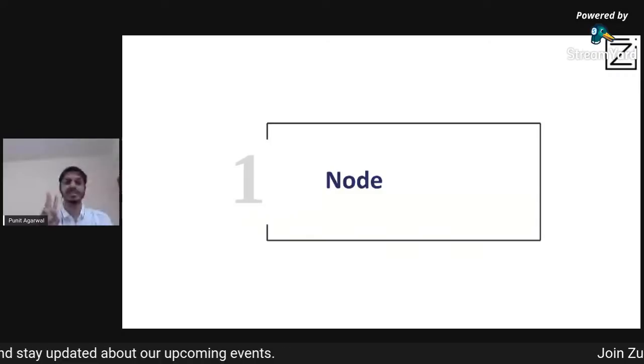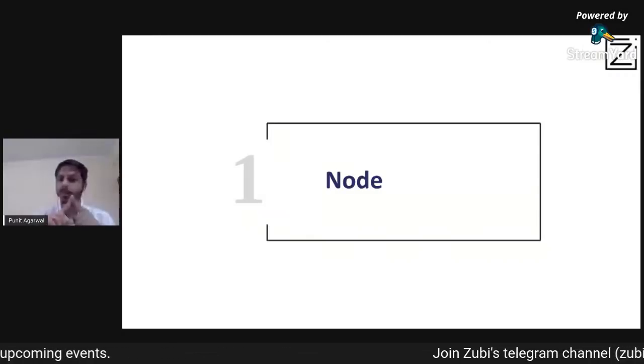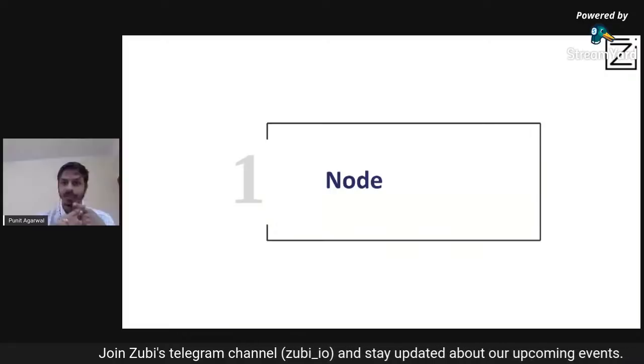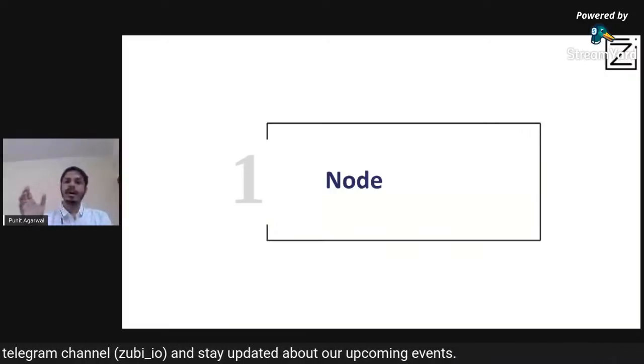I'll repeat: immutable distributed ledger. Let's understand what exactly this is. So let's take it backwards. Ledger. What is a ledger? A ledger is something that we all know.